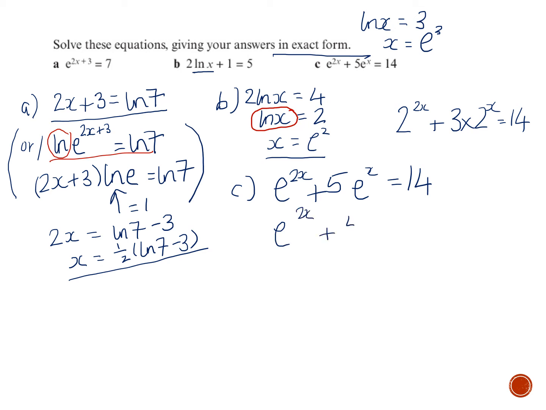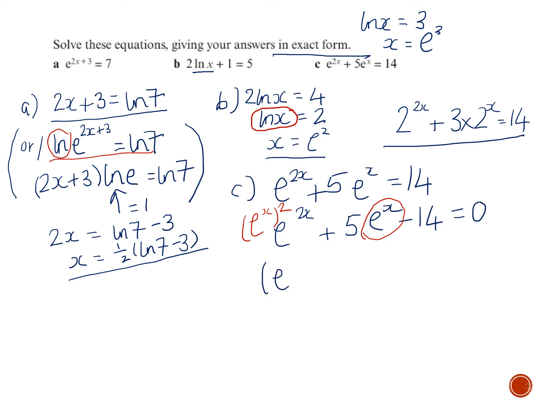If I bring that 14 over, then what I've got here is a constant, I've got 5e to the x, and then I've got e to the 2x, which is the same as e to the x all squared. So this here is a hidden quadratic. Now, if you remember when we were solving those last lesson, I said you could use a substitution if you wanted, or you could just straight away write it into brackets. Now, these will usually factorize.